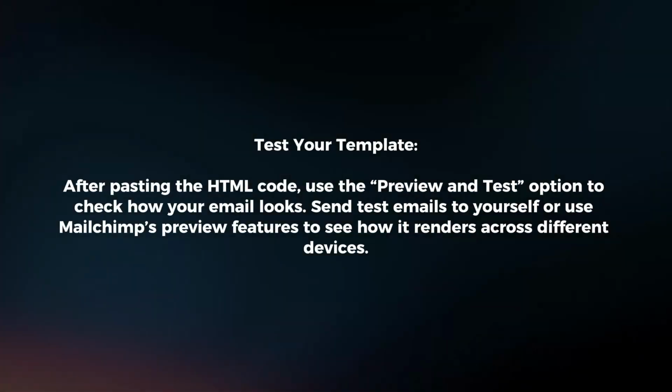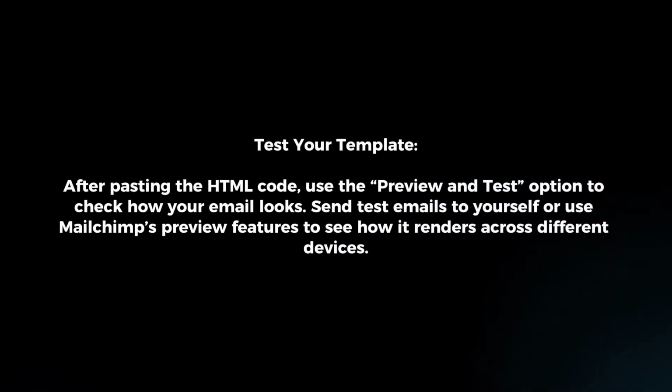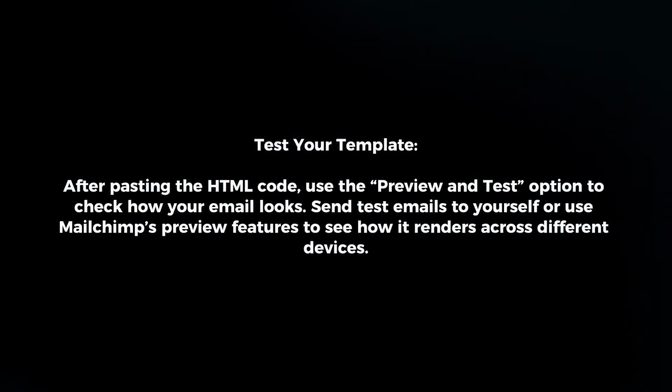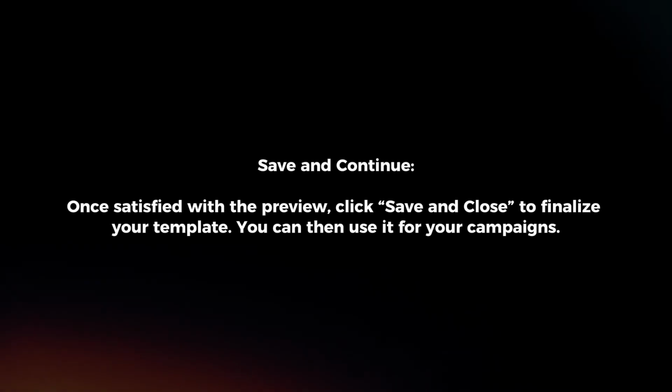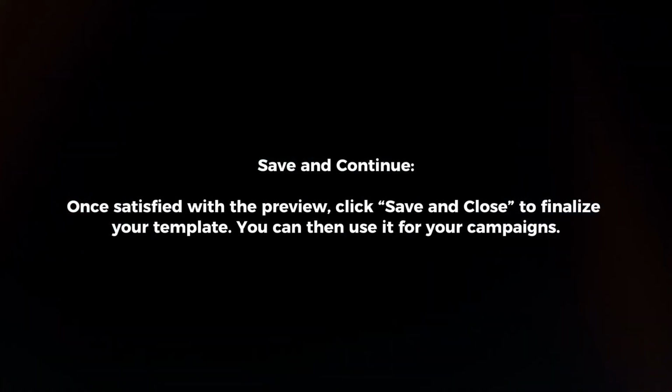Test your template. After pasting the HTML code, use the Preview and Test option to check how your email looks. Send test emails to yourself or use Mailchimp's preview features to see how it renders across different devices. Save and continue. Once satisfied with the preview, click Save and close to finalize your template. You can then use it for your campaigns.